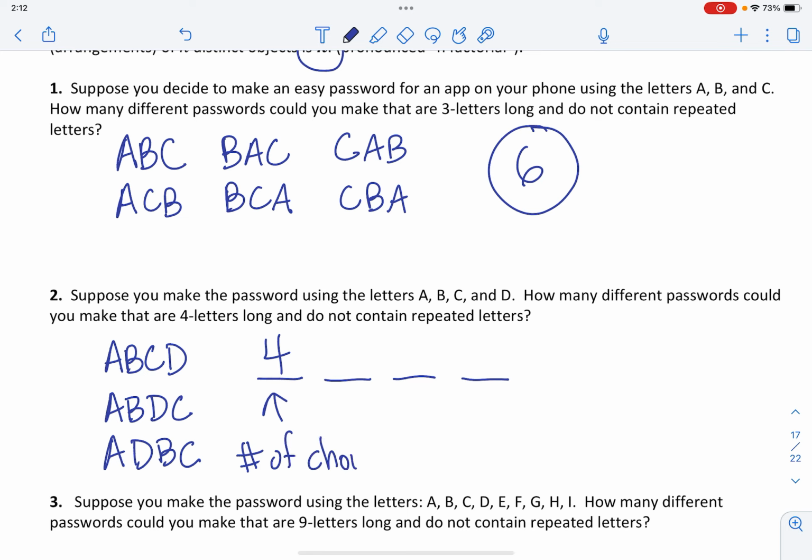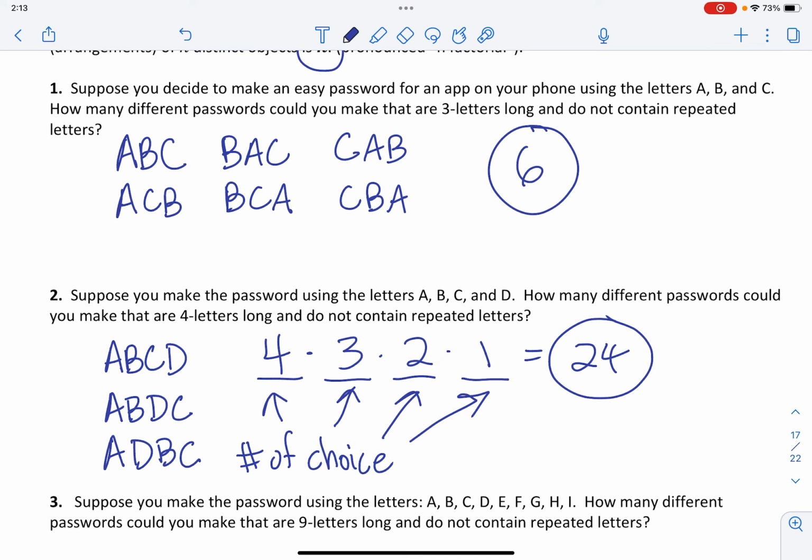And then remember on this, I can't repeat, right? So once I use A, I cannot use it again. So for my second letter, I'd have only 3 choices. If I chose A for the first one, then I could either choose B, C, or D for the second one. And the same argument, 2 and 1, would be the number of choices I have as I create my password. Now, by the fundamental counting principle, if I multiply all those possibilities together, I get the total number of passwords. So there's my choice technique that I can use to find out how many passwords there are, or how many arrangements.